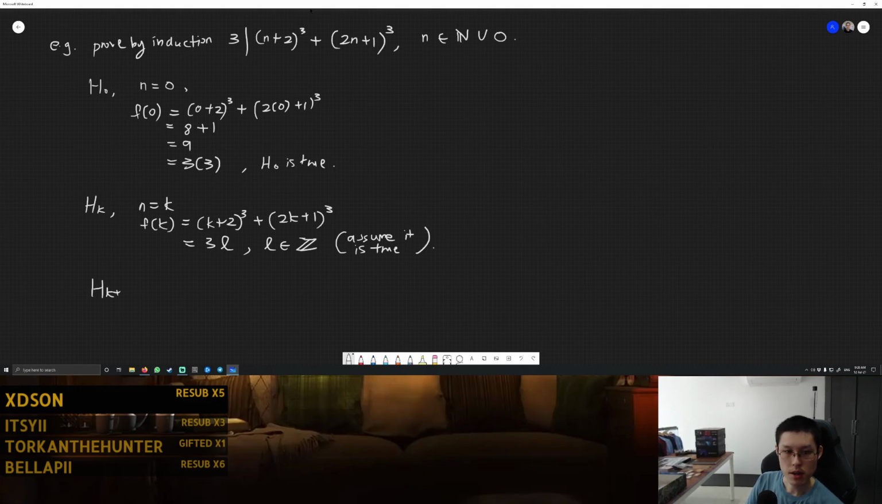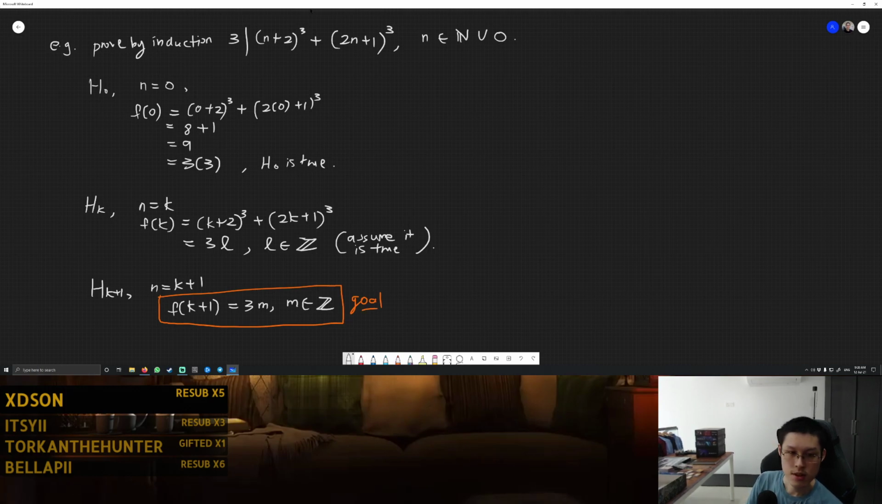Okay, so Hk+1. This is when n is k + 1. And our objective here is to get f(k+1) equal to 3m, where m is some other integer. So this is our objective. Always good to know what you're trying to get to.